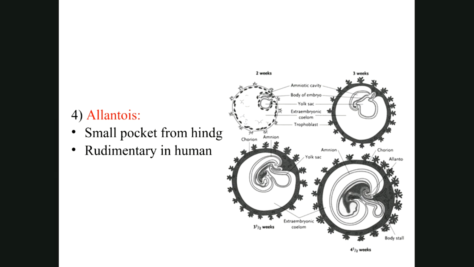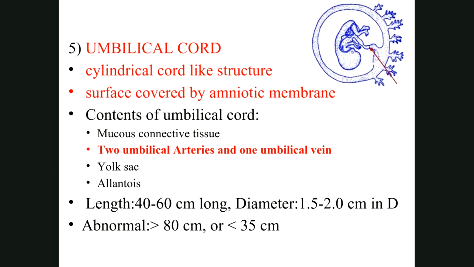The umbilical cord is a cord-like cylindrical structure, and it is covered by the amniotic membrane. It connects the fetus to the placenta. As you can see in this particular photo, the fetus is suspended from the placenta by connection of this umbilical cord. So the umbilical cord is covered by amniotic membrane, and most importantly, we should know that it contains 2 umbilical arteries and 1 umbilical vein.